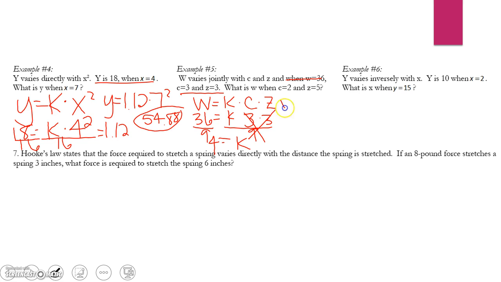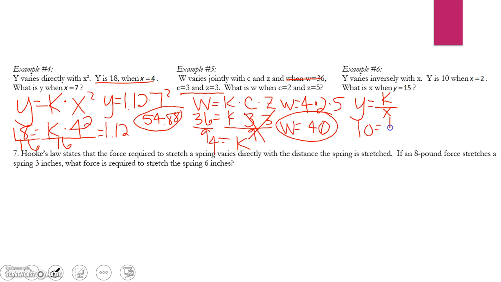And then it says, what is w? My k is 4. It tells me c is 2, and z is 5. So I multiply those all together, and I get 40. That's my final answer. Next one, y varies, so y equals k, it varies inversely, so divide by x. It tells me y is 10, and x is 2. So I multiply by 2, my k is 20.